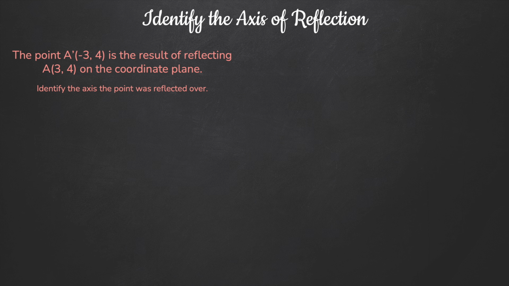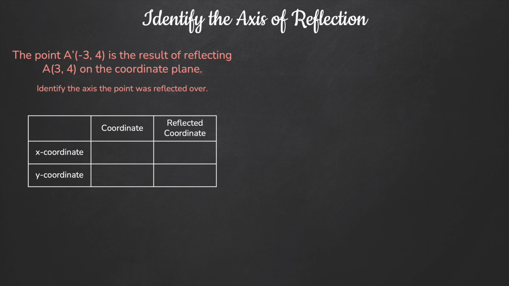So let's go over an example. Here we have an example that says the point A prime, which is at negative 3, 4, is the result of reflecting A, which is 3, 4, on the coordinate plane. Identify the axis the point was reflected over. So we want to figure out if this point was reflected over the x-axis or the y-axis.